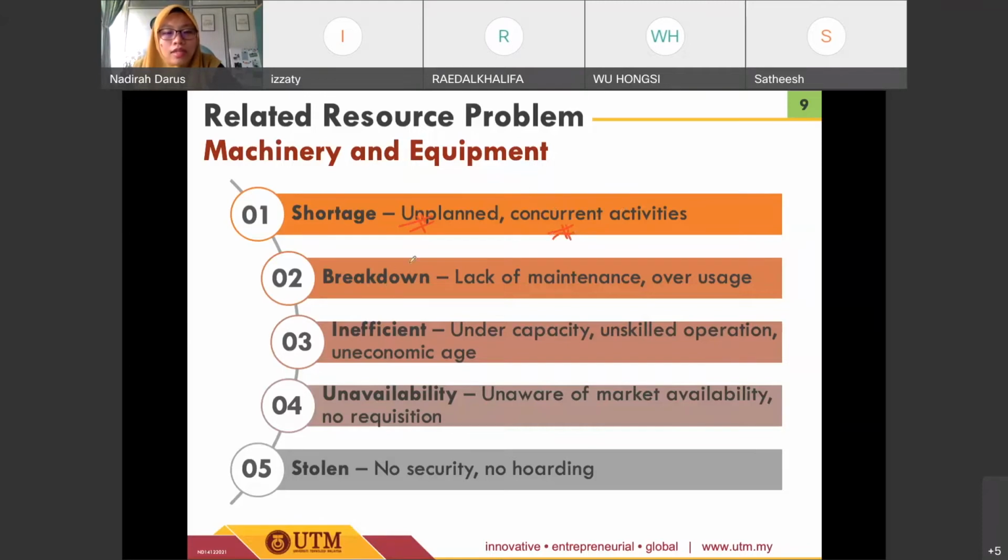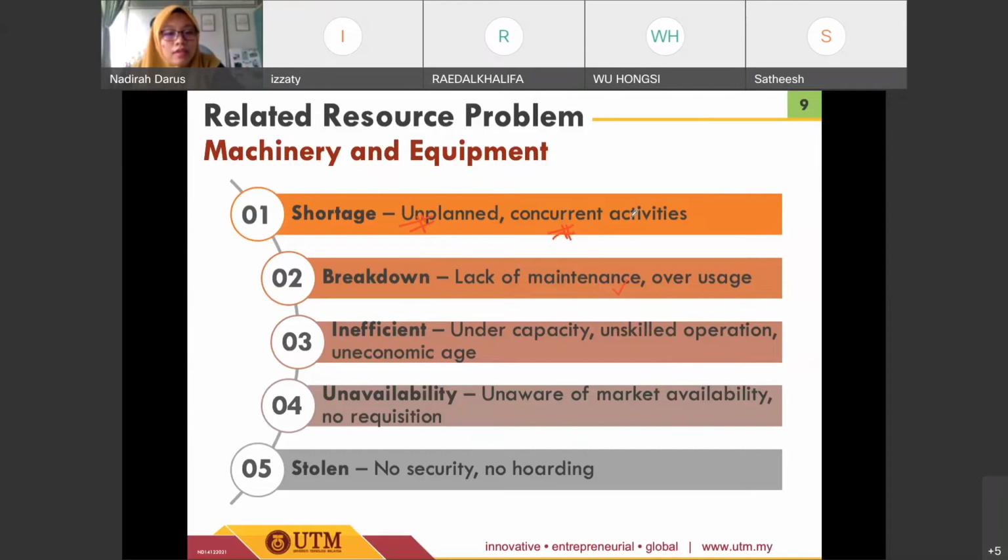Okay, the other factor related to the breakdown, where the machinery or the equipment is out of service. Most of the time it is due to maintenance or overusage. So in order to cater to this problem, we need to have a schedule for the frequent maintenance of the machinery and equipment, so that the equipment will always be well maintained and ready to be used, or available to be used at any time that the works need to be done.